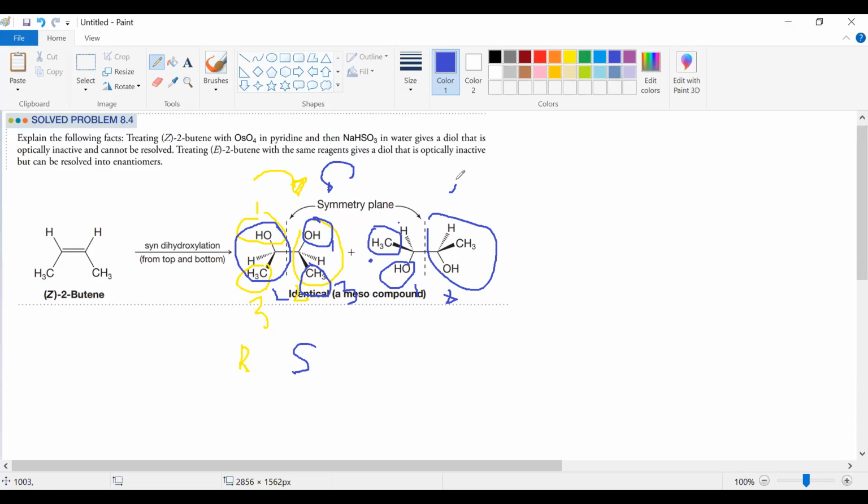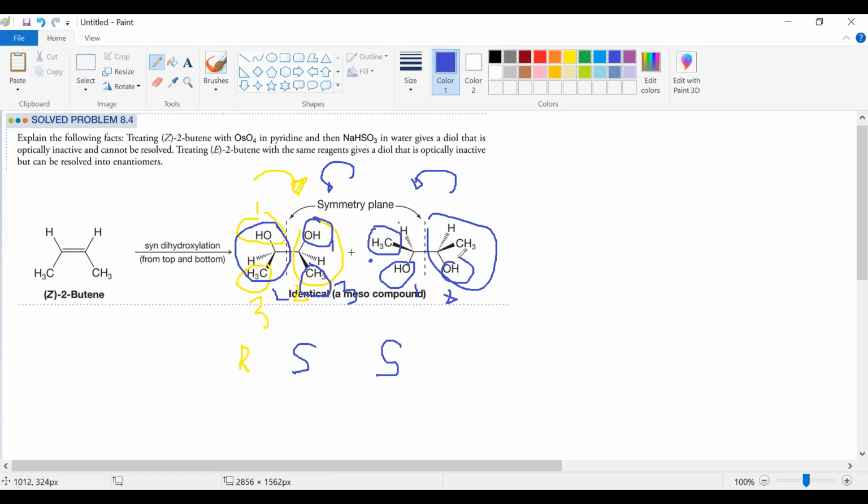So which way? Counterclockwise or clockwise? Counterclockwise. So the configuration is S. Okay, let's look at the second carbon.